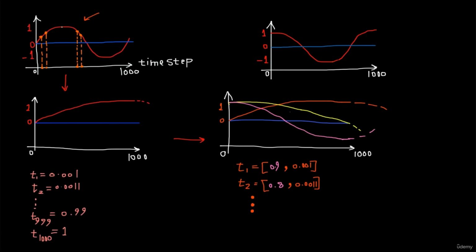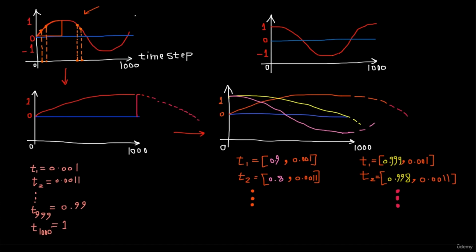To do that, we will make just this part here from our sine wave cover all these time steps. We can do that by reducing the frequency of this sine wave. Now this part here covers all this region from 1 to 1000 time step. And we can say that we will get a unique value for each time step from 0 to 1000.